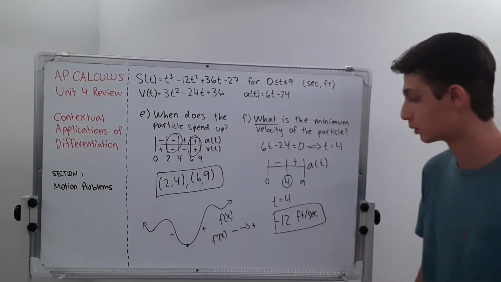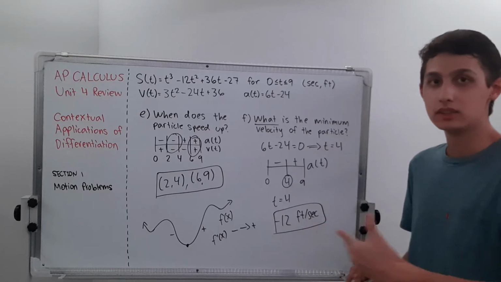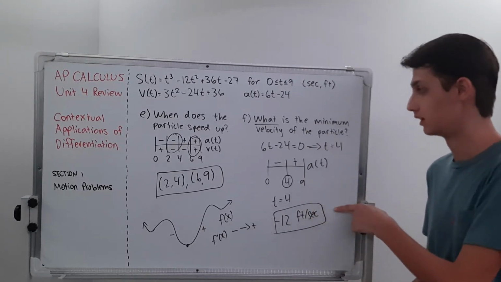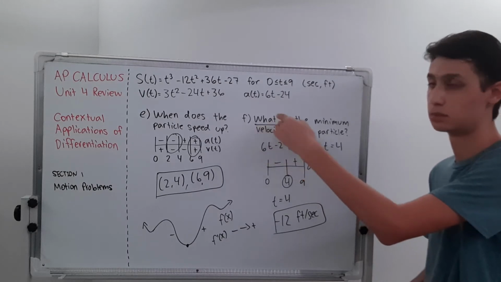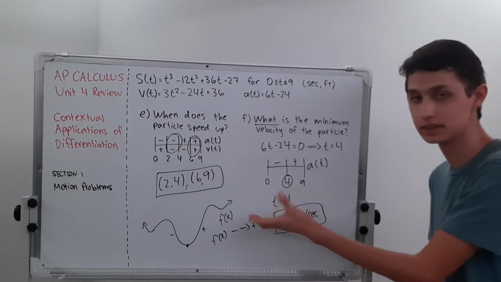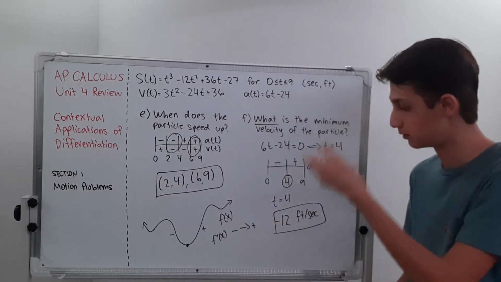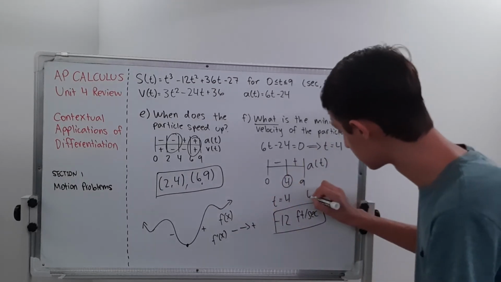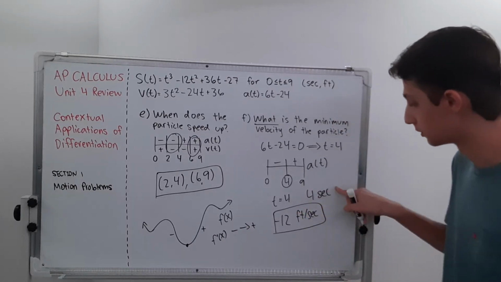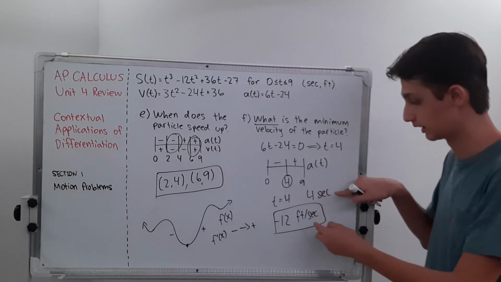Okay, so you need to be able to figure out if they're asking when it occurs or what it is. If it says what, then actually find it like this. But if it says when, you really just need a time. And if it was when, you would just say 4 seconds, like that. You always need to include the time or the units.